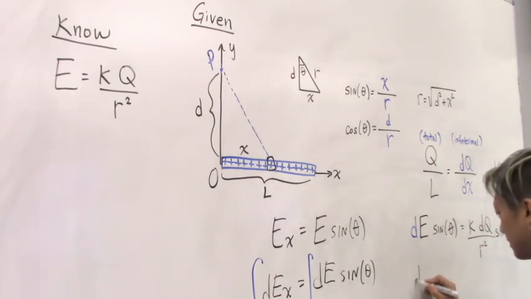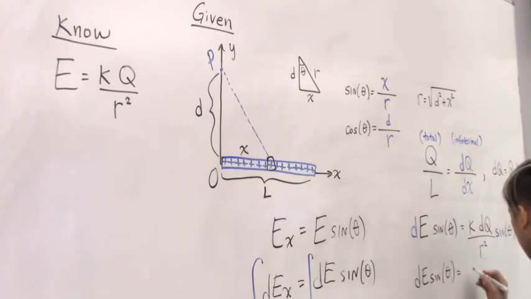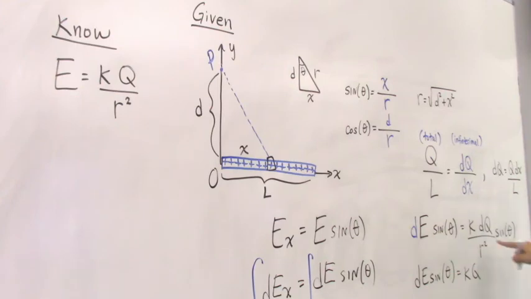So, dE sine theta equals k, dQ is Q x over z squared plus x squared to the 3/2 dx. Voila! Do you guys see that?